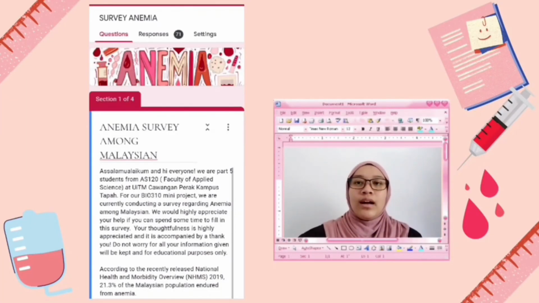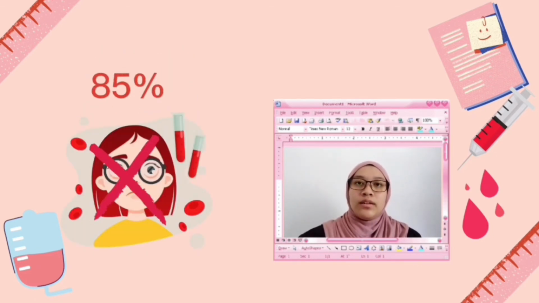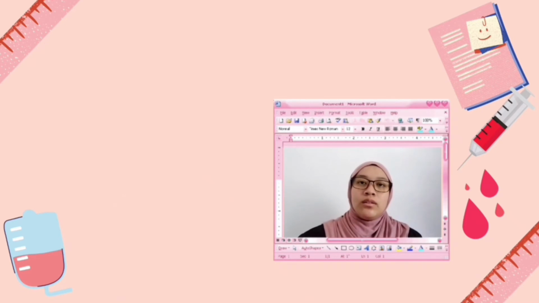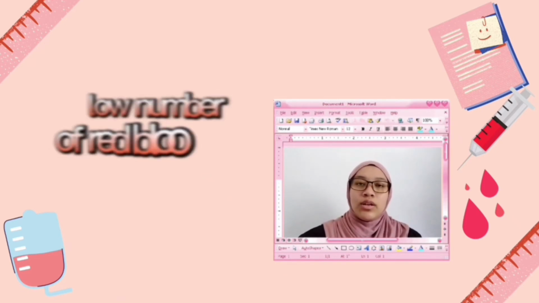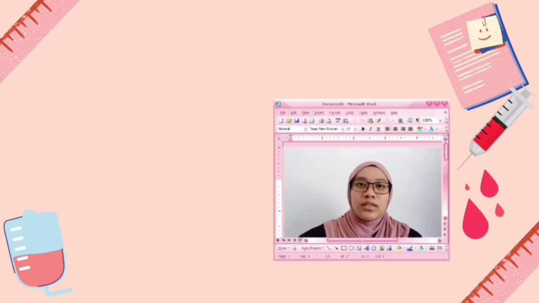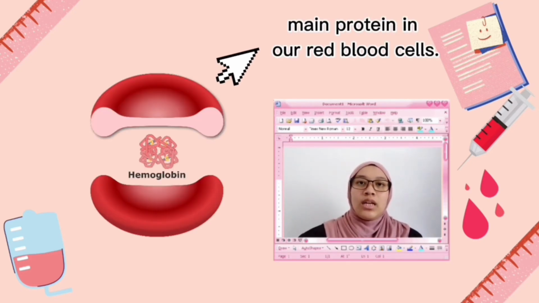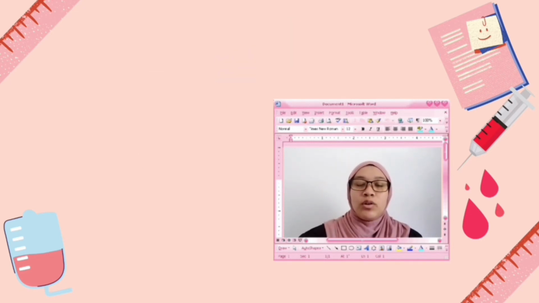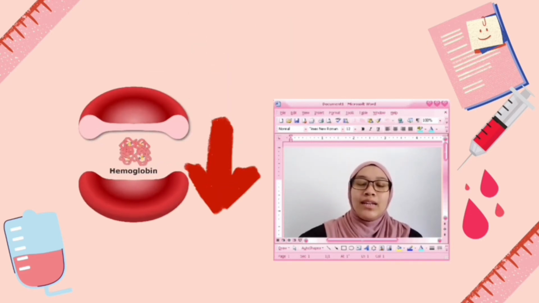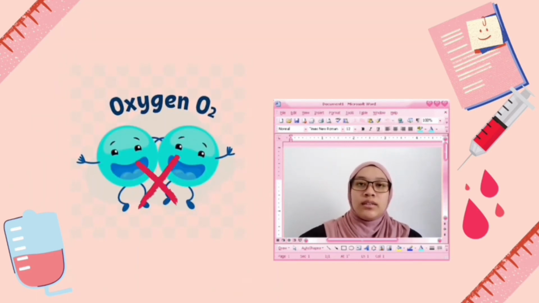Based on our survey, only 16% of our respondents have anemia and 85% do not have anemia. As we all know, anemia is defined as a low number of red blood cells. In a routine blood test, anemia is reported as a low hemoglobin. Hemoglobin is the main protein in our red blood cells. If someone has anemia, the hemoglobin level will be low. If it is low enough, the tissues or organs may not get enough oxygen.